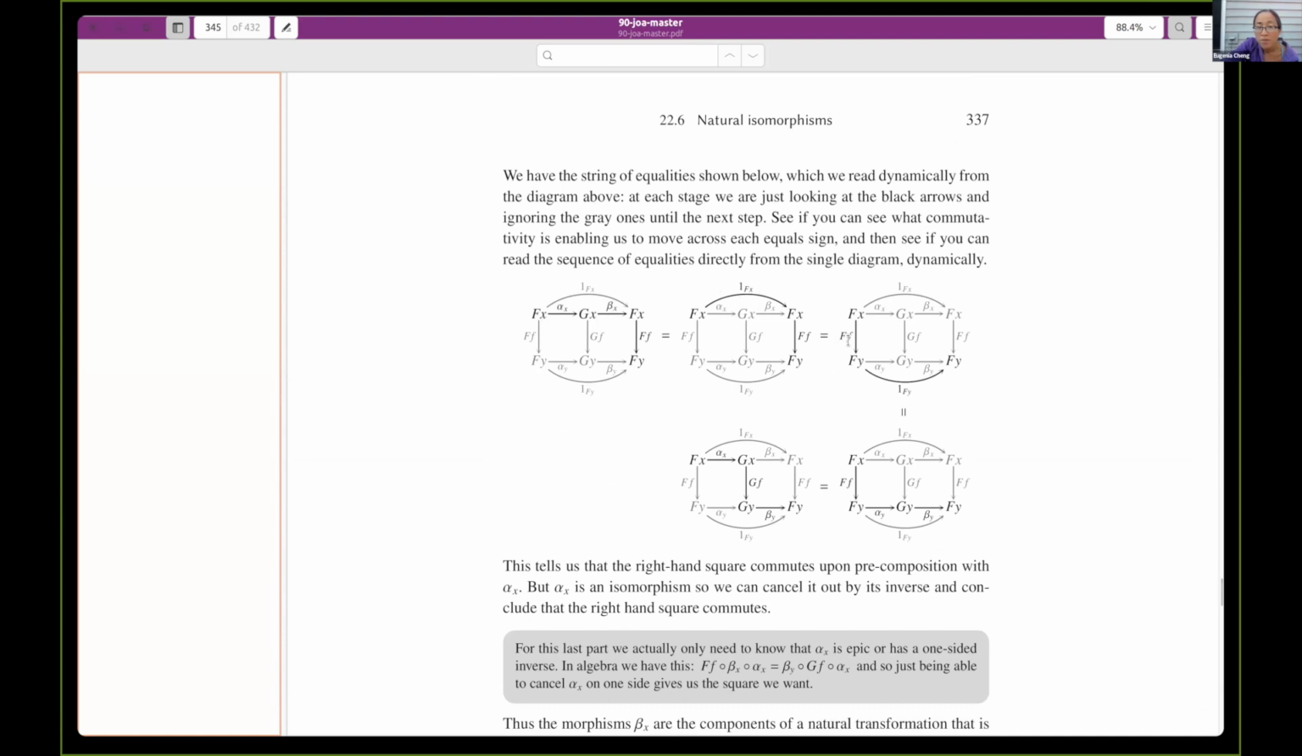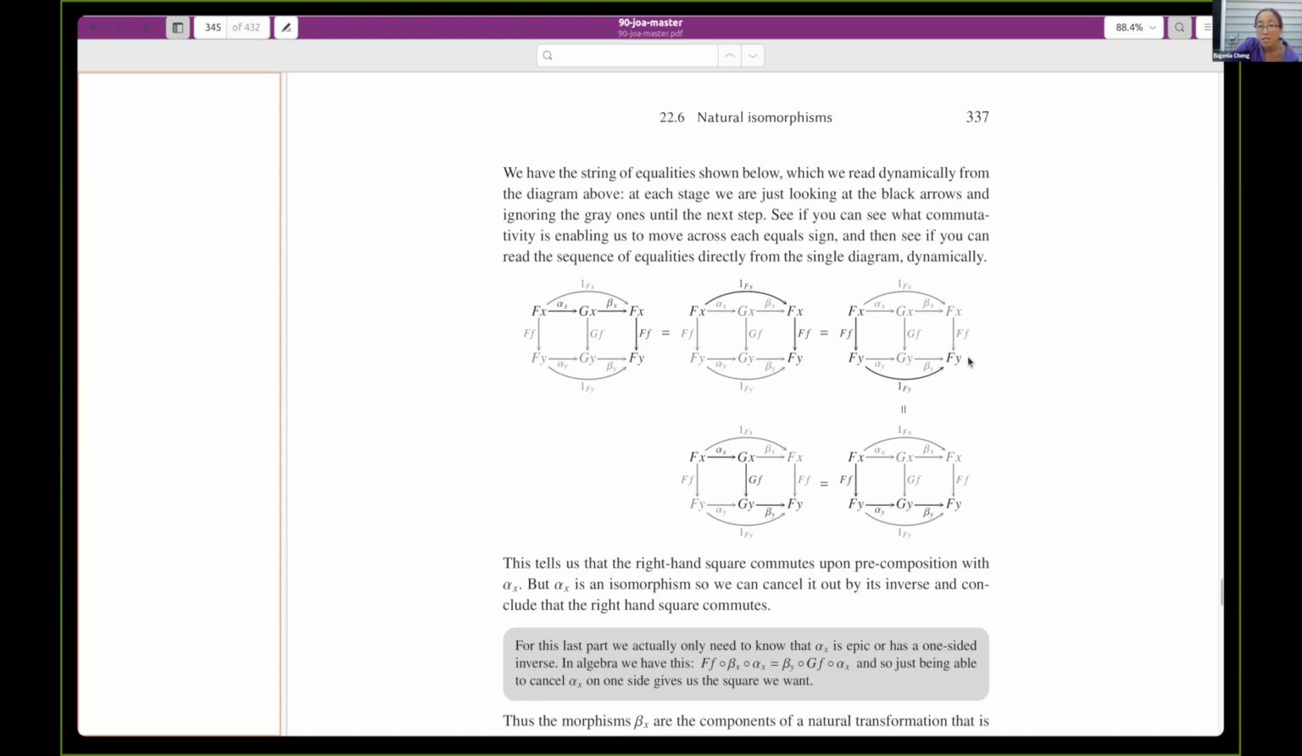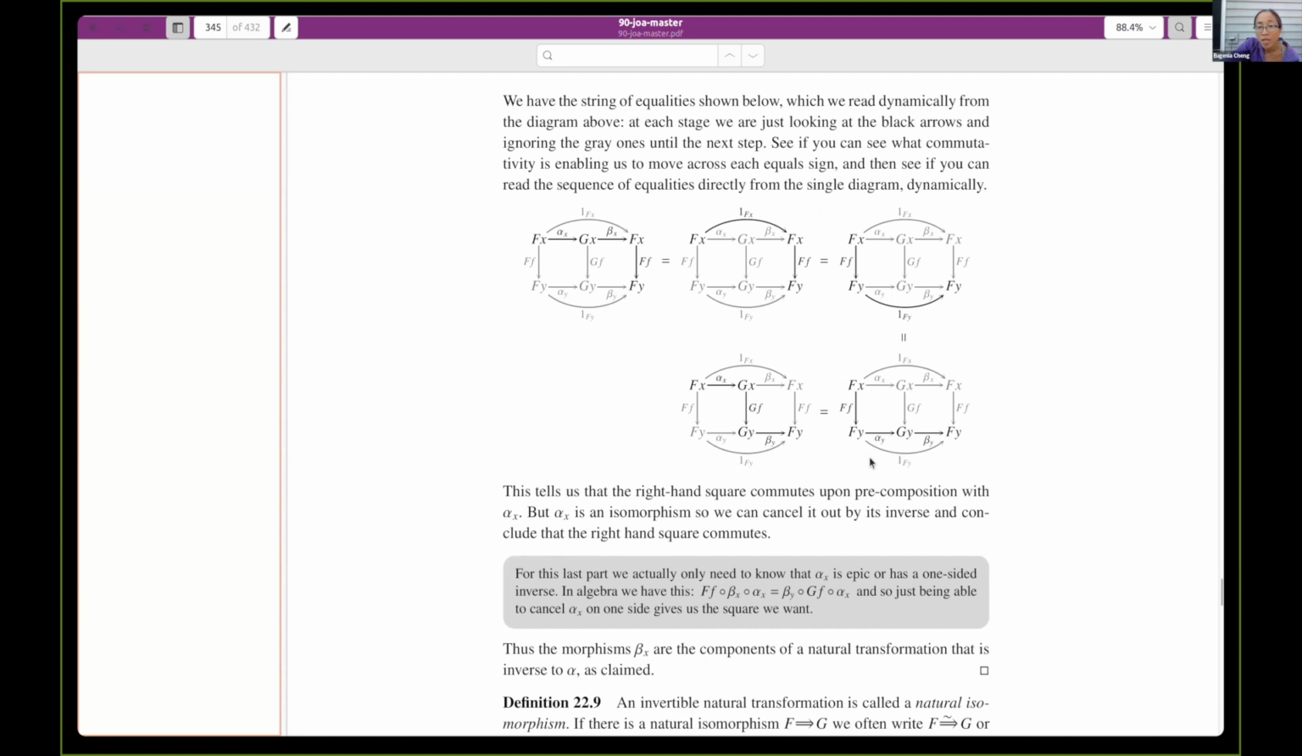So the next one is that we're going from this outside of the diagram, this top right-hand part of the diagram, to the bottom left-hand part. And if you look at that, that's just the identity followed by f of f equals f of f followed by the identity. So that's just the definition of identity. Then here, we're going from this identity curved thing to alpha y composed with beta y. And that is, again, part of the hypothesis saying that beta y is an inverse for alpha y.